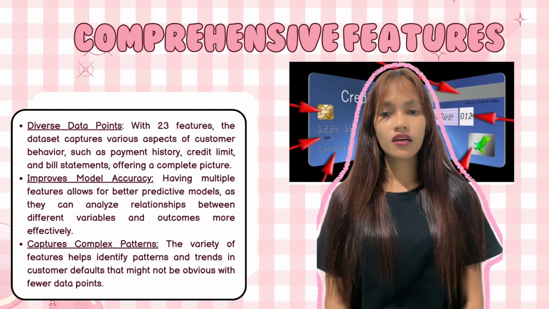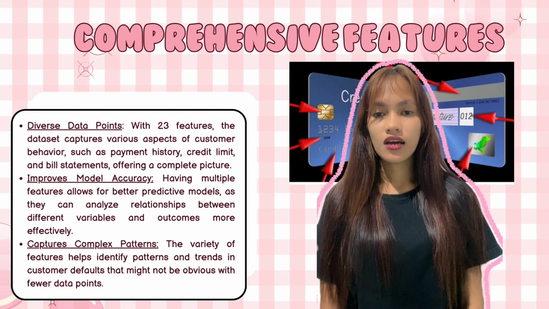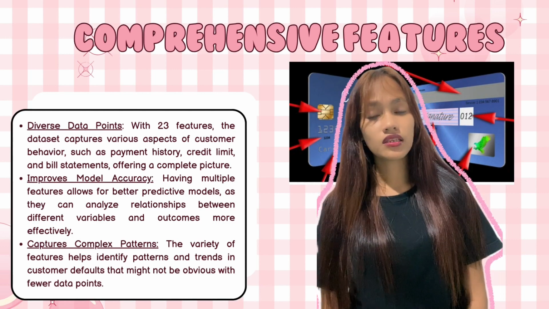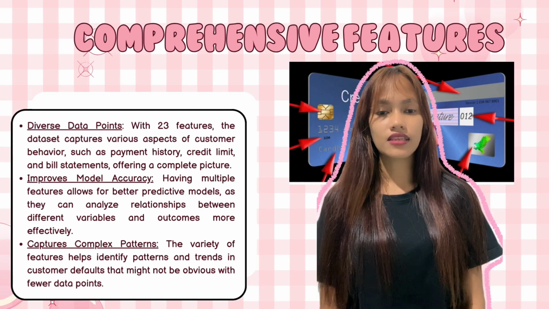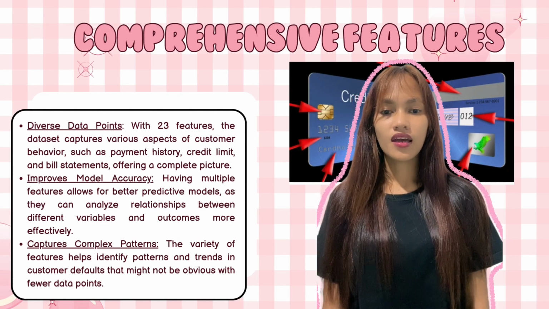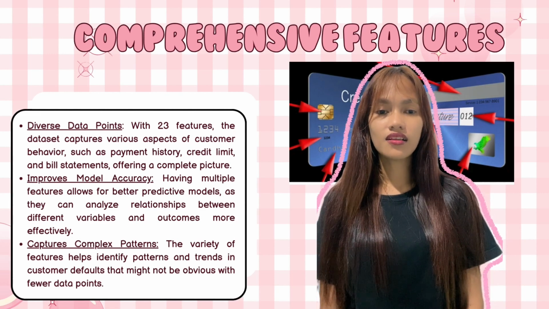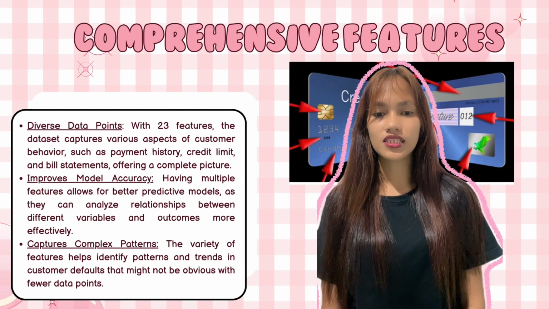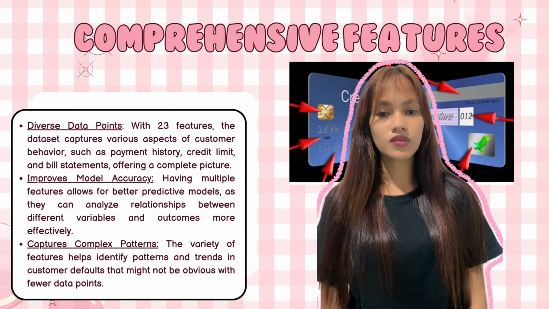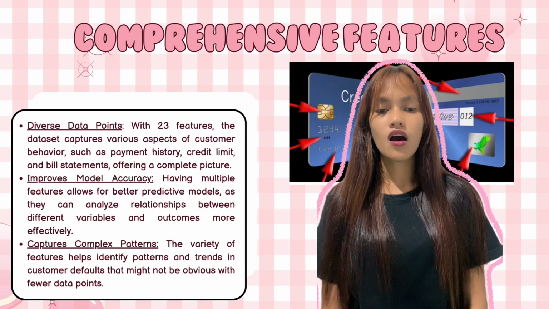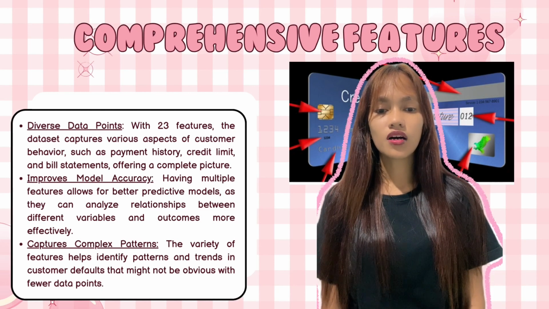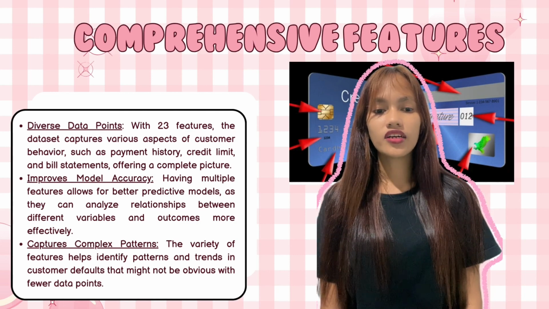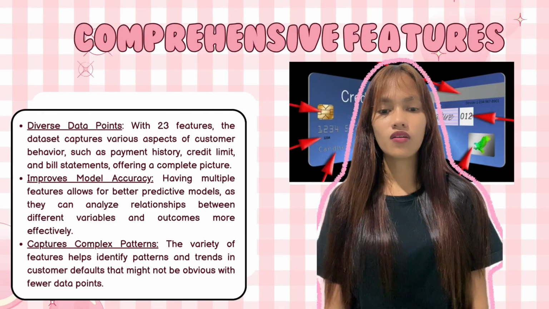Comprehensive features. With diverse data points across 23 features, the dataset captures various aspects of customer behavior, such as payment history, credit limit, and bill statement, offering a complete picture. Then, it improves model accuracy. Having multiple features allows for better predictive models, as they can analyze relationships between different variables and outcomes more effectively. It also captures complex patterns. The variety of features helps identify patterns and trends in customer defaults that might not be obvious with fewer data.